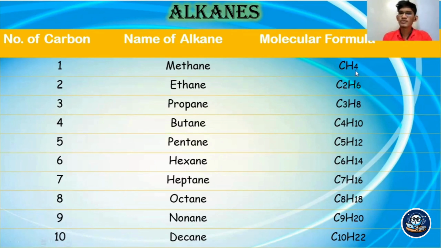Let us move on to the molecular formula. Methane CH4, ethane C2H6, propane C3H8, butane C4H10, pentane C5H12, hexane C6H14, heptane C7H16, octane C8H18, nonane, that is C9H20, and decane, that is C10H22. I hope you are clear. Let us move ahead, moving to the next topic.